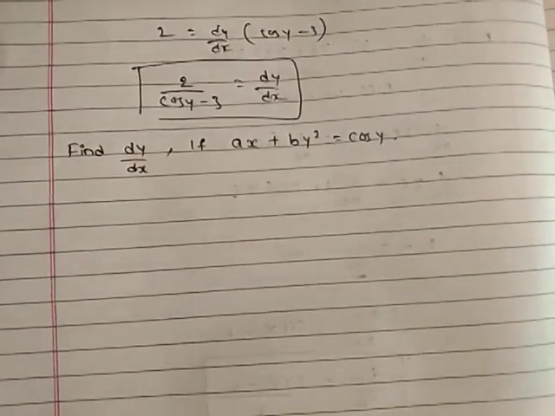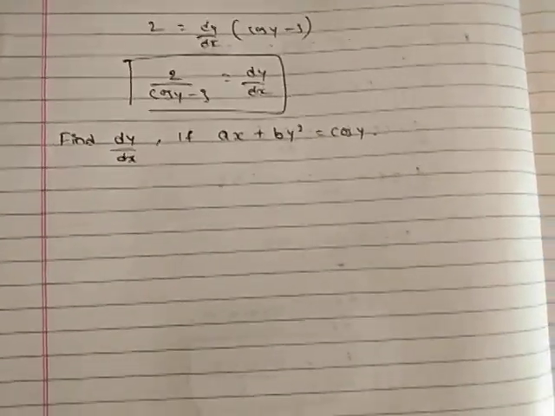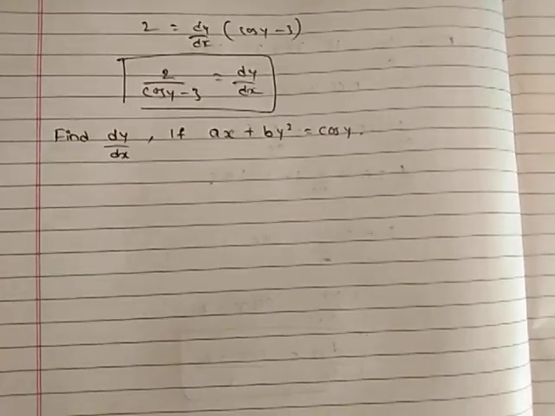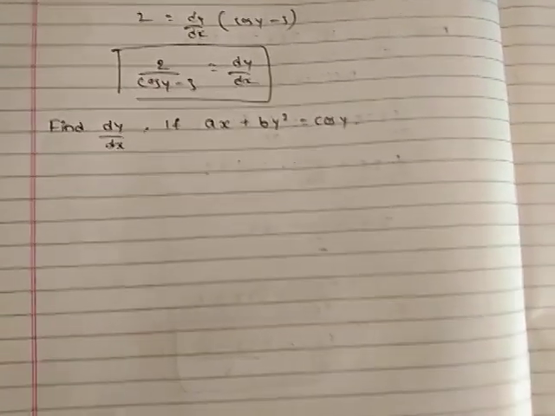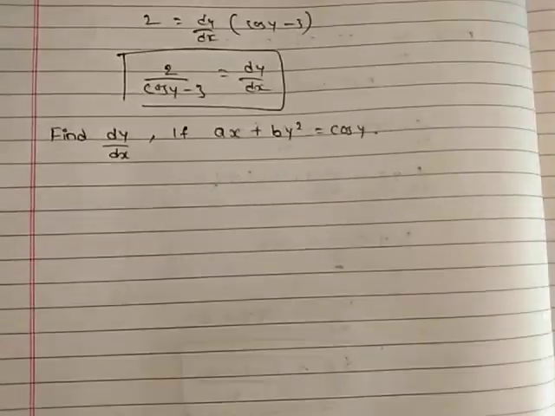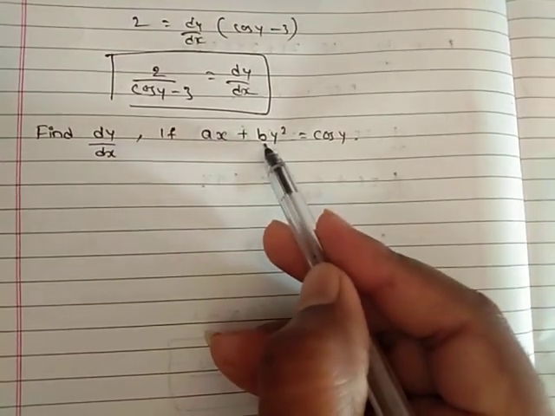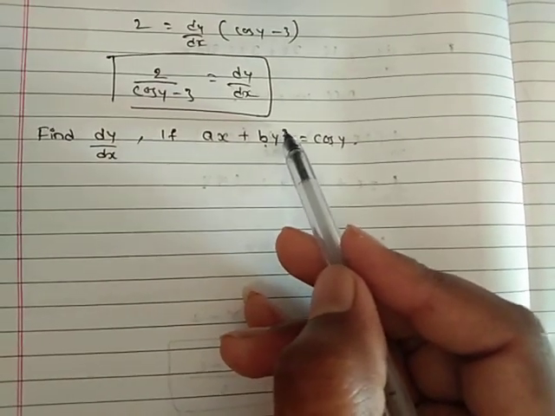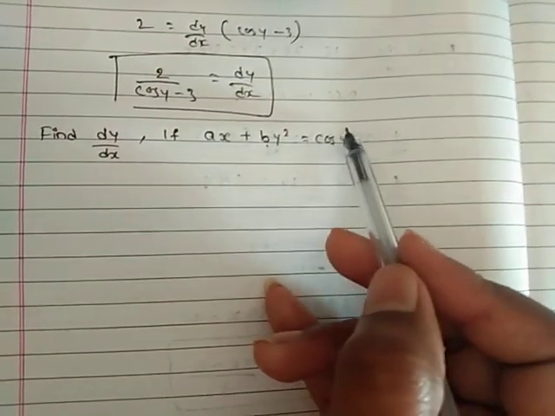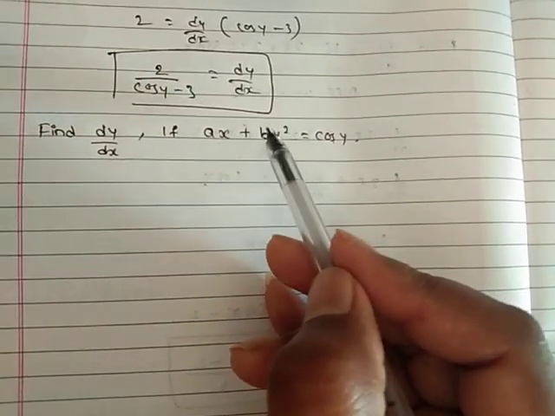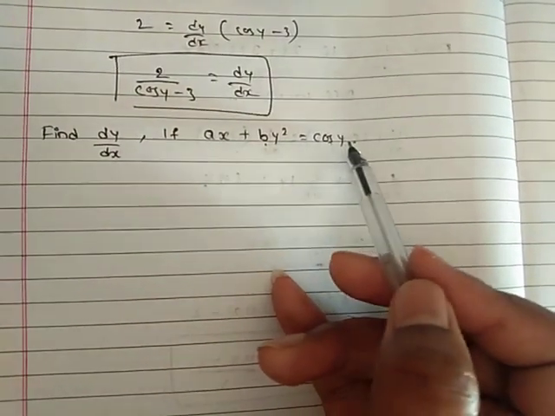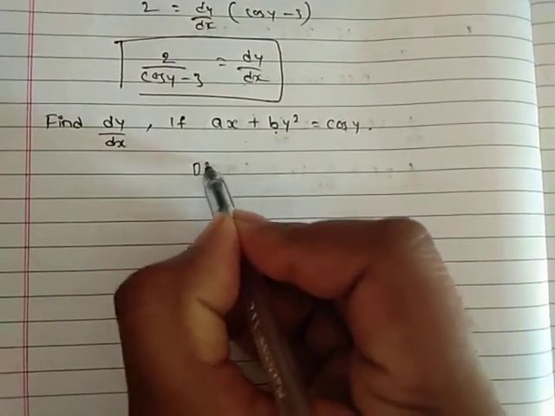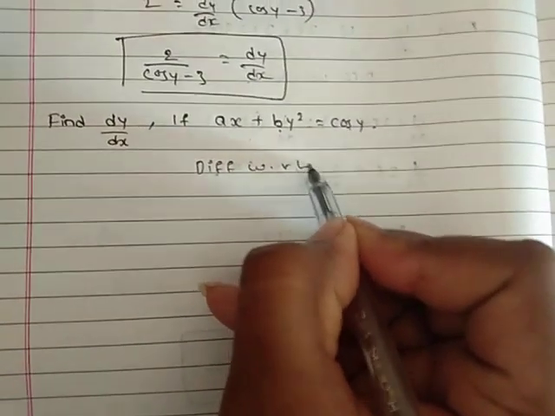So the next problem is to find dy by dx if ax plus by square is equal to cos y. This is an important problem for 1 mark or 2 mark questions in a board examination. Observe here, we have ax plus by square is equal to cos y. We can observe that there are 2 y's here, one on the LHS and one on the RHS, which means we will get dy by dx on both sides. So we are applying differentiation with respect to x here.